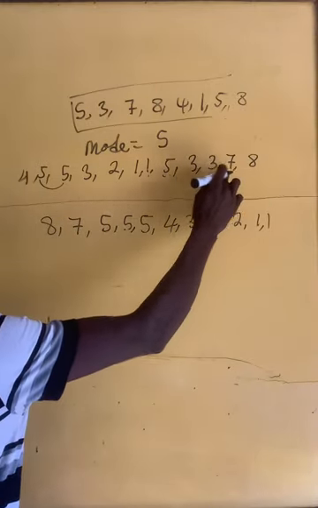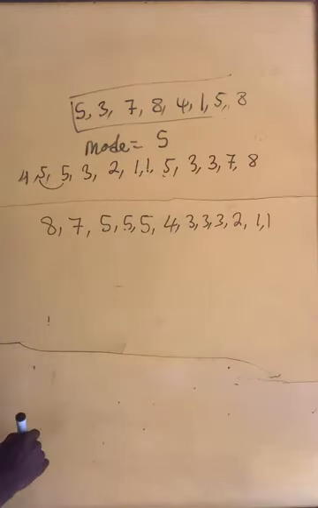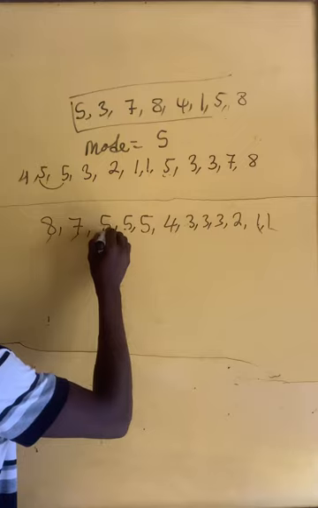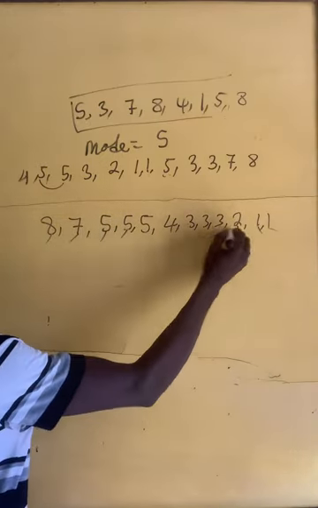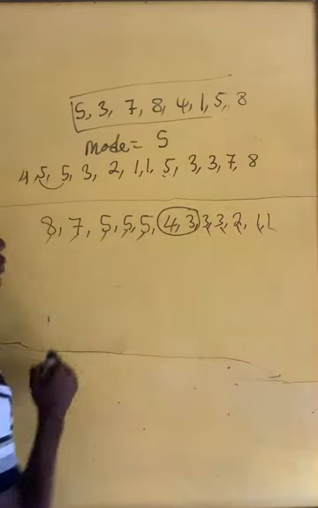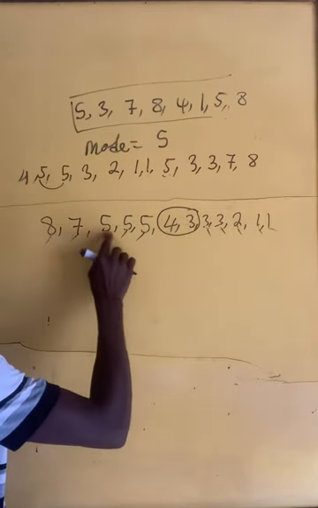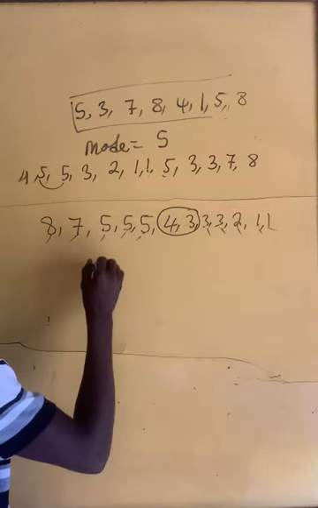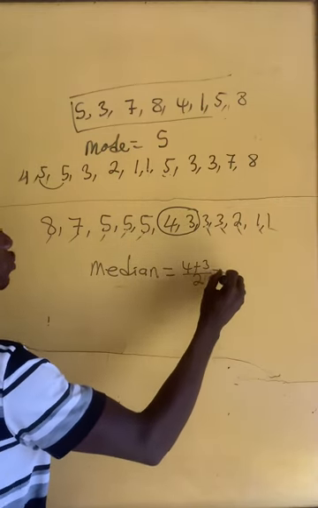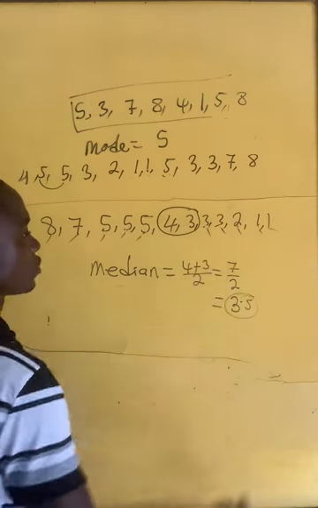1, 2, 3, 4, 5, 6, 7, 8, 9, 10, 11, 12. Okay, so how do you find the median of this? We are left with 4 and 3 at the middle. So the median is simply 4 plus 3 divided by 2, which gives us 7 over 2, and that is 3.5. So this is the median.